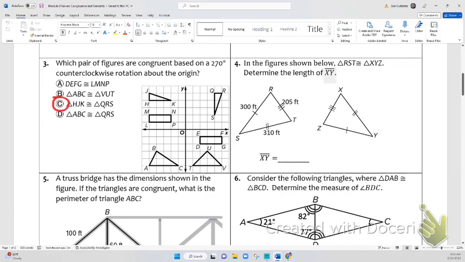For number 4, it says that RST is congruent to XYZ, so they want us to know what is XY. So XY has 2 tick marks. The only one that has 2 tick marks here is this one, which means that this one is 310 feet long.